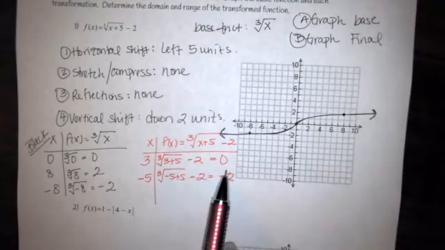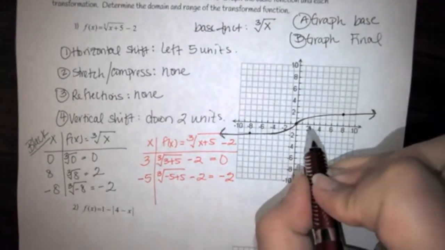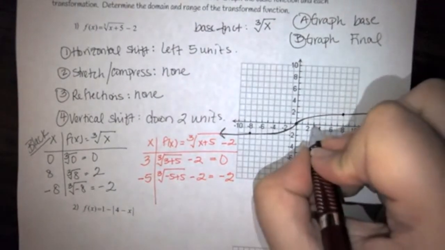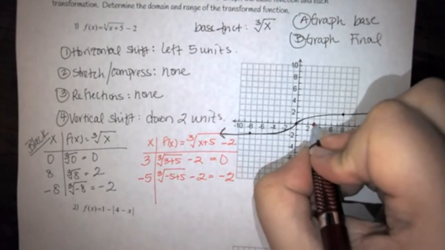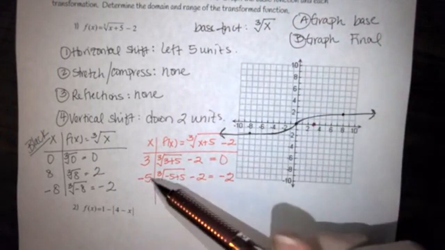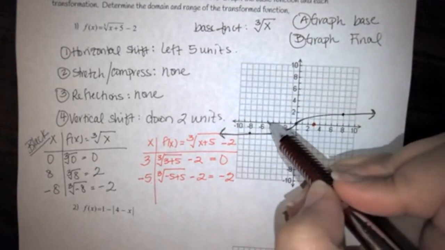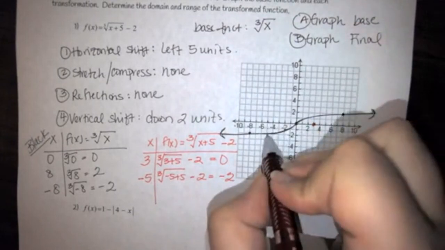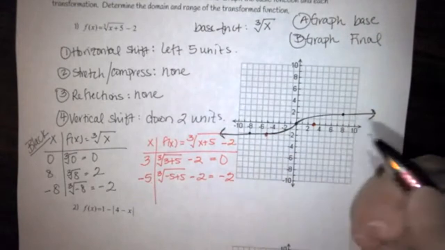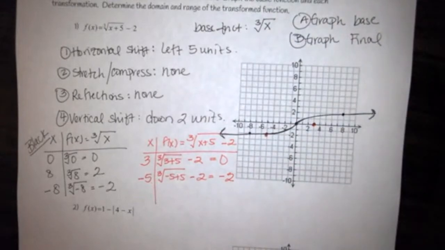So I have the point (3, 0). So 1, 2, 3, 0. That's this point right here. And then I have the point (-5, -2). So 1, 2, 3, 4, 5, then 1, 2. That's this point right here. And I'm not quite sure yet how these are going to connect, so I have to keep going.